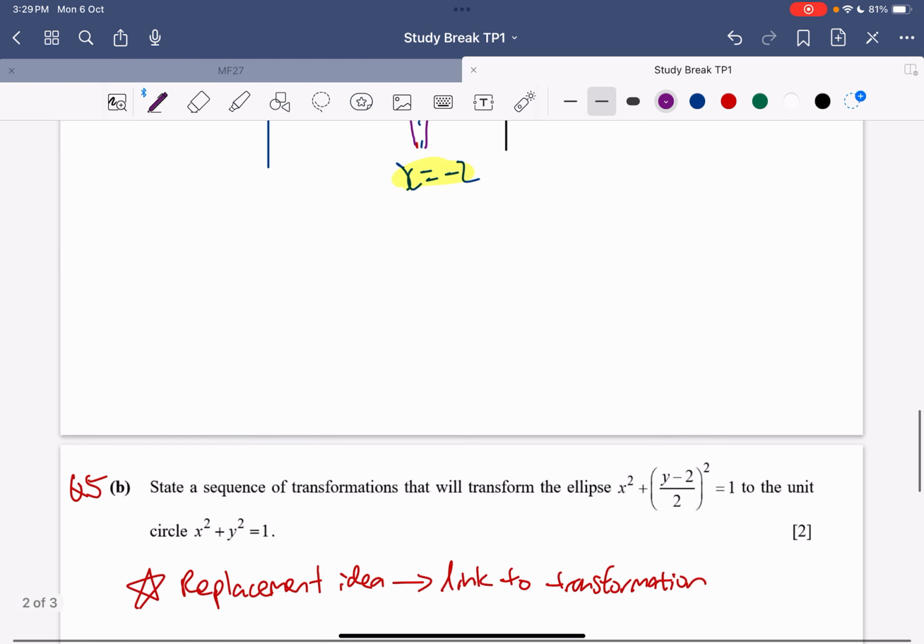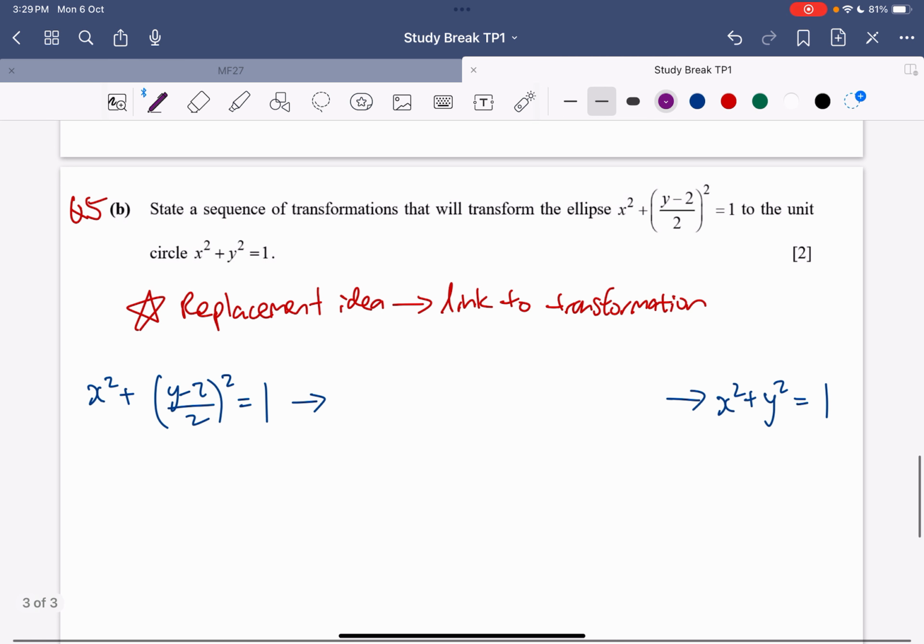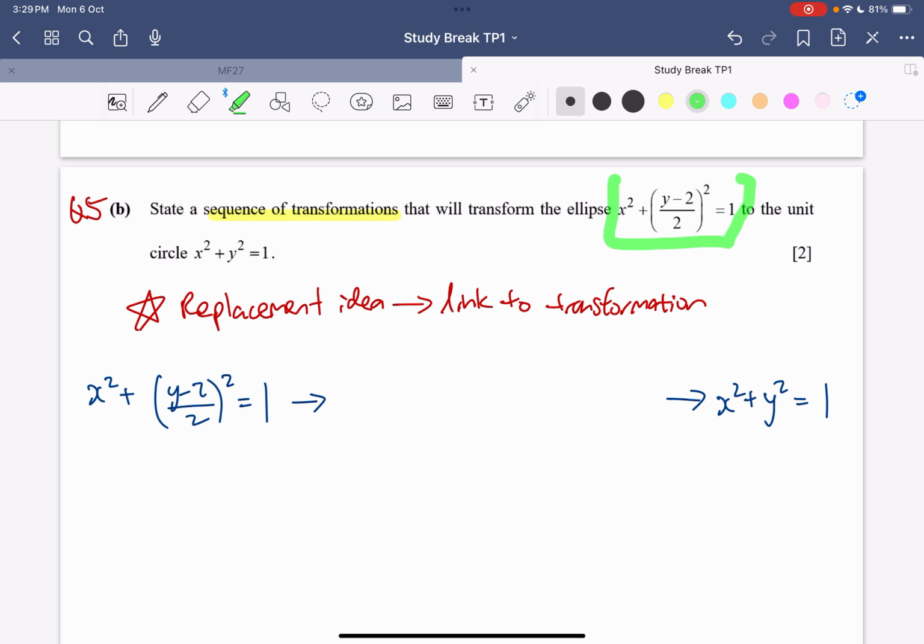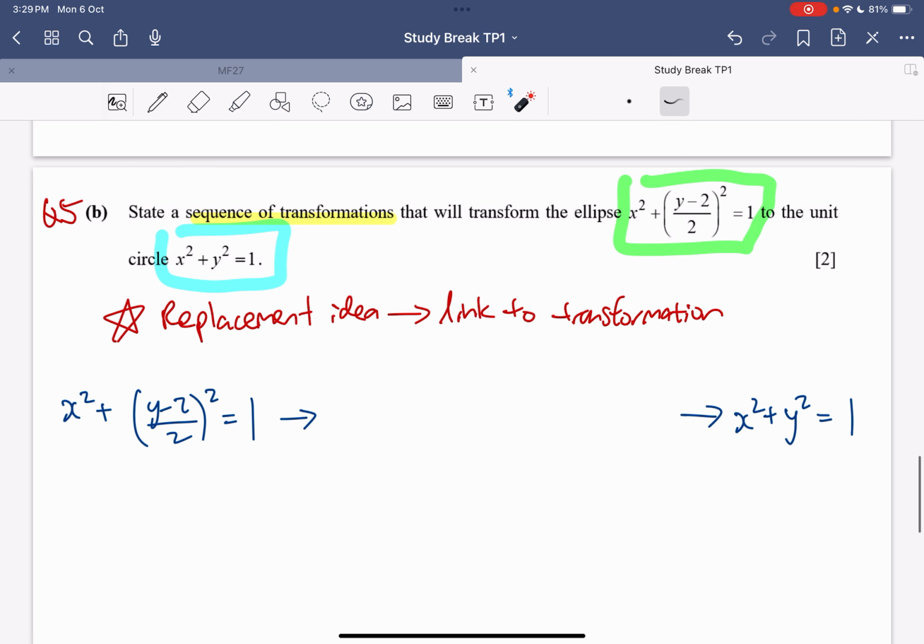Now let's look at the last part, part B, where we are told to state the sequence of transformations that will transform this ellipse into the unit circle over here. So here we have the idea of replacement. What are we going to replace the x and y's by such that it will become our final product?